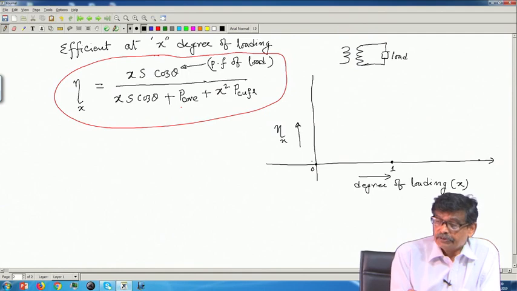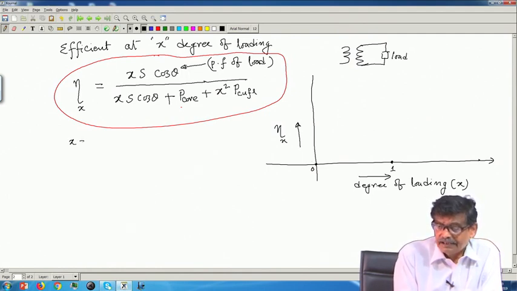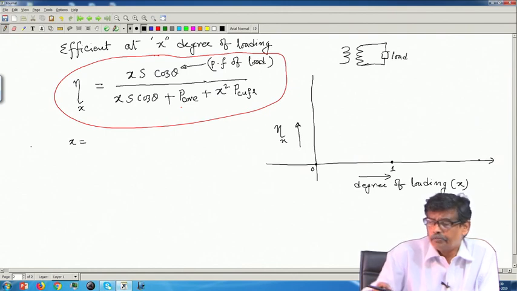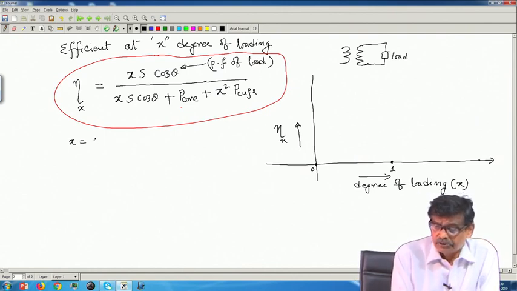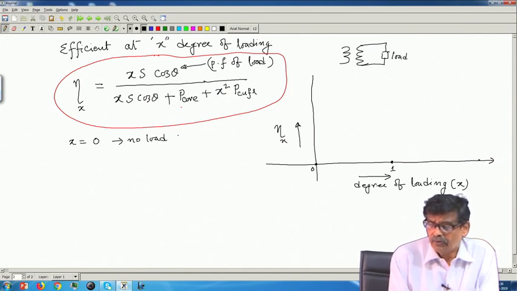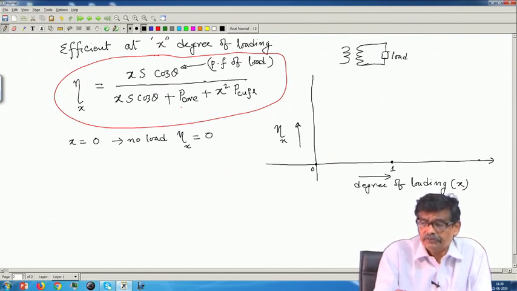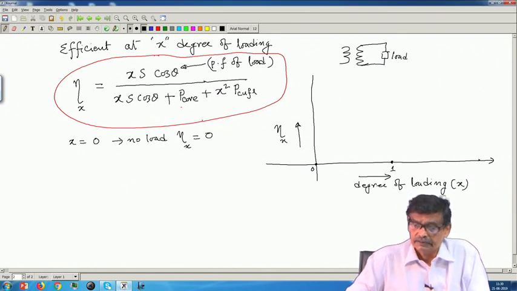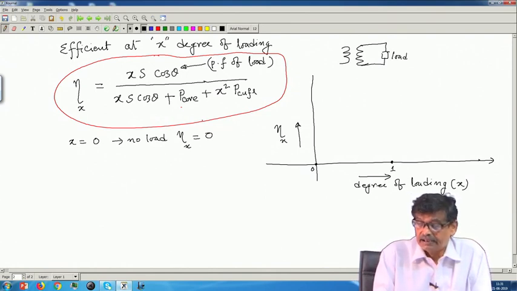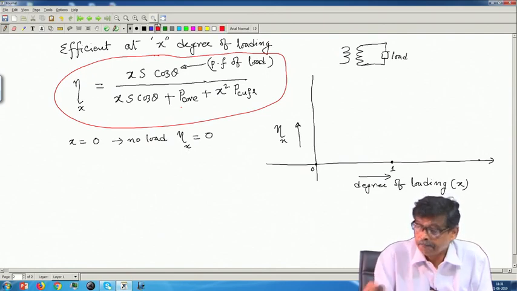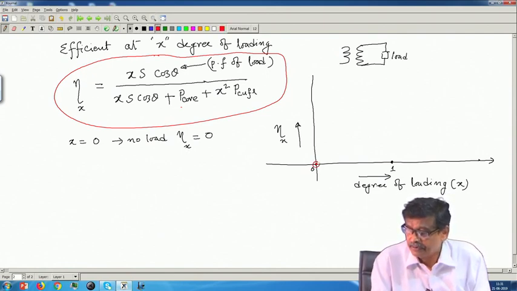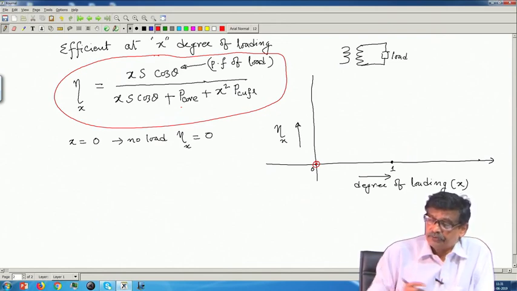Okay. Suppose x equal to 0. Let us see how this characteristic is expected to look. If x equal to 0, that is no load, efficiency obviously will be 0, because there is no output power, although there will be input power. So 0 divided by some finite number P core gives the efficiency under no load condition, and that is this point.